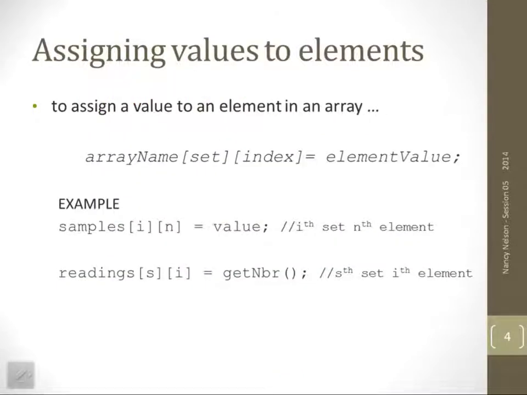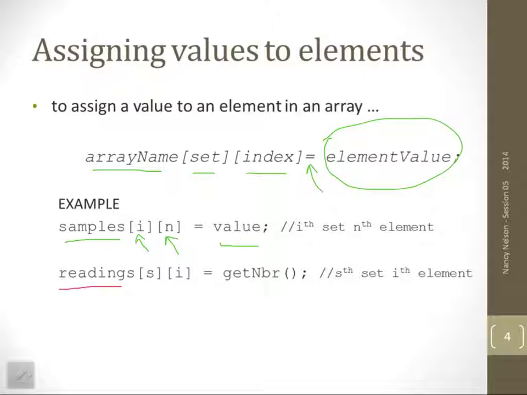Once we've declared our array, we can now start to store data in it. And the format to assign a value to an element in an array is just like assigning any other variable. We need the name of the variable. In this case, we have to tell it which set and which element, and then we assign a value. So there's our assignment operator. So let's take a look at the examples. There's our samples array. Remember, this held integers. We're going to go in the ith set, the nth element, and once this instruction is completed, we'll store the value that's stored in the variable called value.